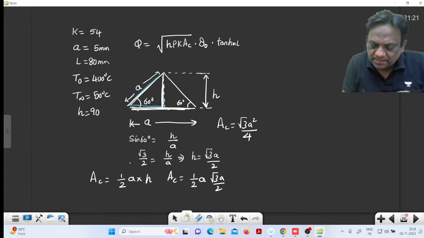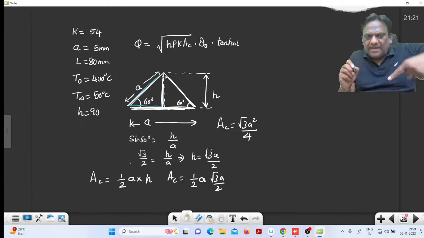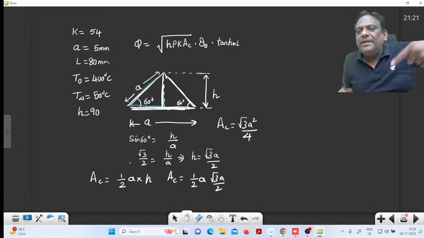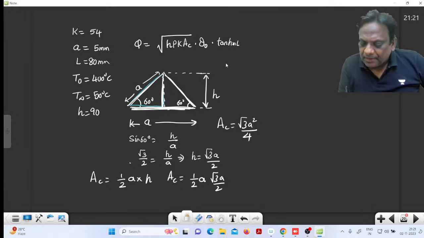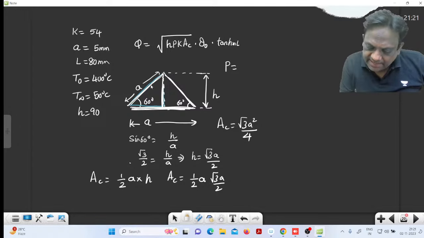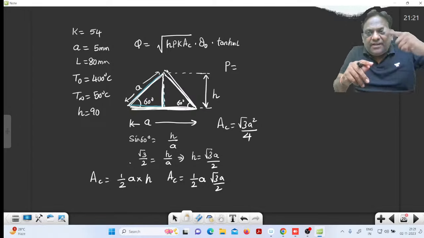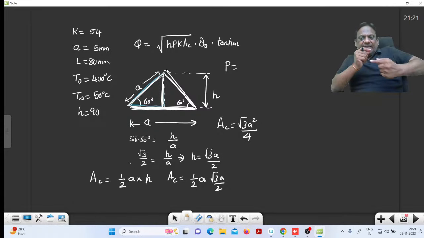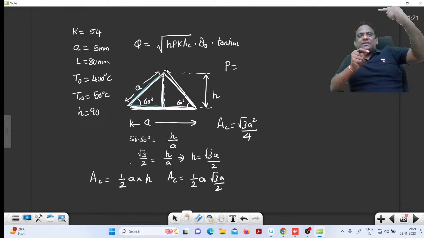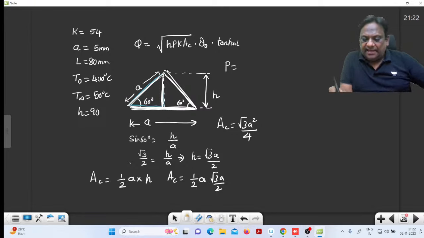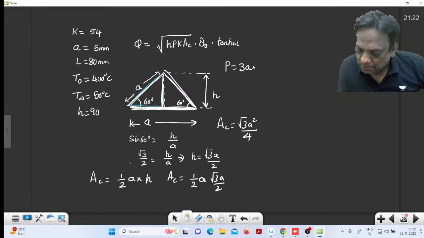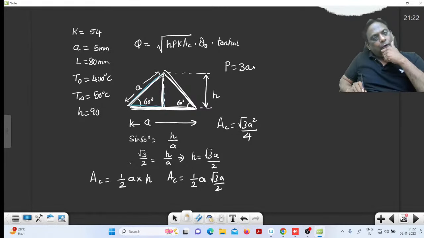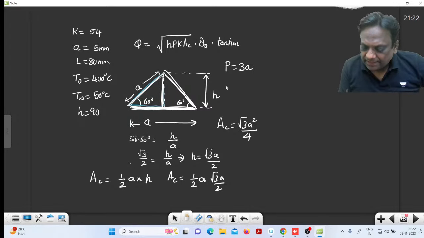Perimeter means this length plus this length plus this length. Perimeter means circumference. What is the perimeter of an equilateral triangle? It is A plus A plus A. If it is a circle, it is pi d. If it is a rectangle, A plus B plus A plus B, 2 into A plus B. But it is a triangle, so this side plus this side plus this side, and all sides are the same. Therefore A plus A plus A is 3A. Perimeter is 3A. Very good. So can I calculate m?